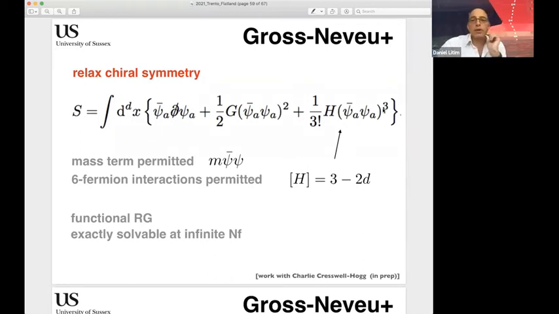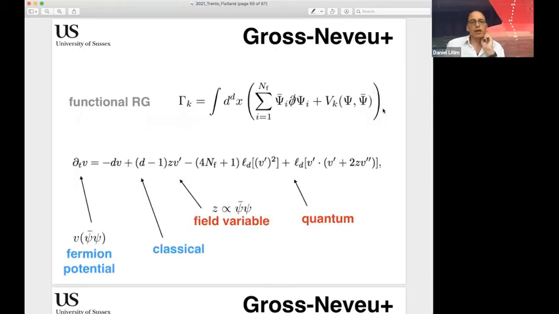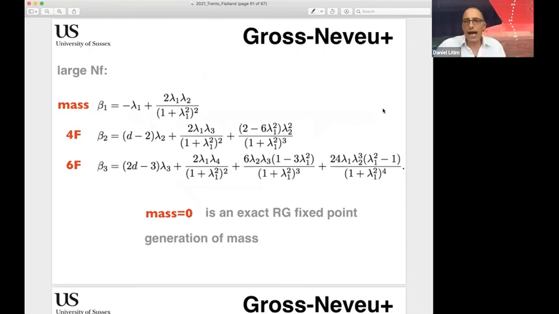So we use this theory, and we now crank the handle and use the functional RG technology to exactly solve this quantum field theory at infinite N. Okay, so this is how the equations look like. Maybe that's not so super interesting, but let me highlight the crucial features of this quantum field theory.